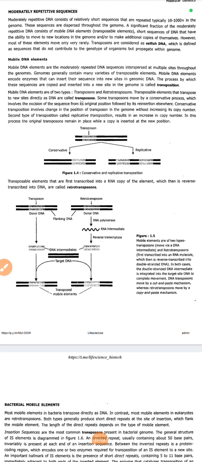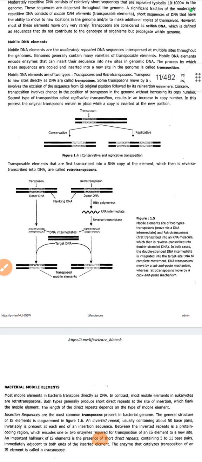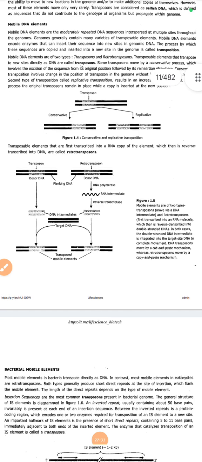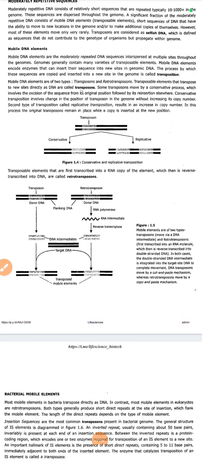The second type of transposition is called replicative transposition, where there is an increase in copy number. Replication will occur, so the copy number will increase. In this process, the original transposon remains in place while a copy is inserted at the new position. You can see in the picture, one is conservative, where it is removed from one position and added to another. In replicative, a new copy is added without disturbing the previous one.